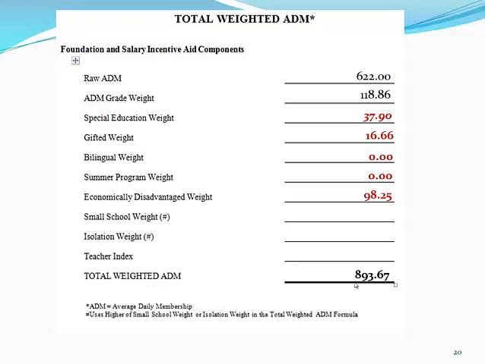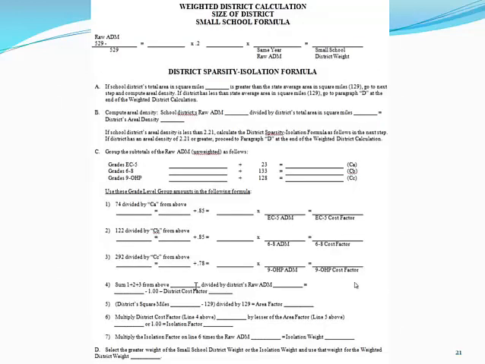So that's the equity piece when it comes to students. We look at grade weights and we look at student categories. Now we're going to look at school size. And school size, this is the formula we use for school size.